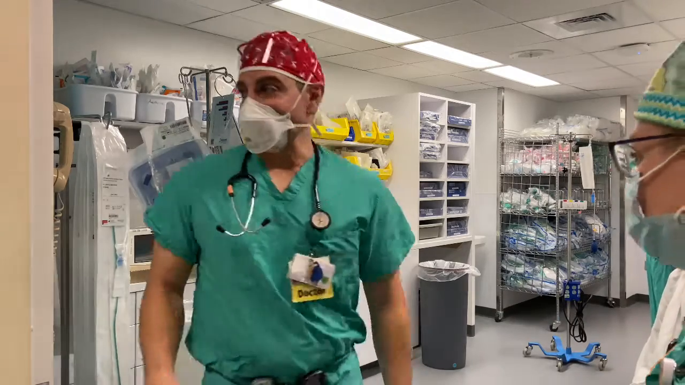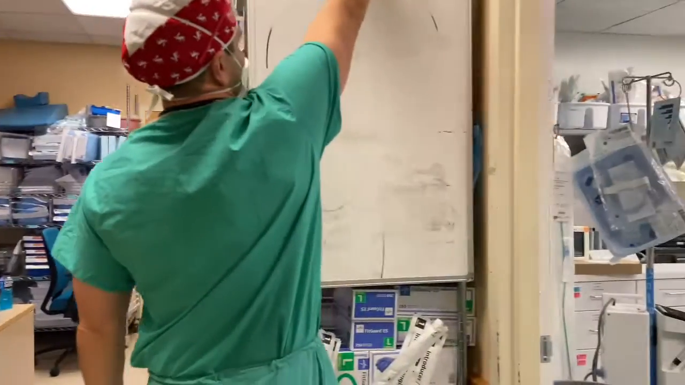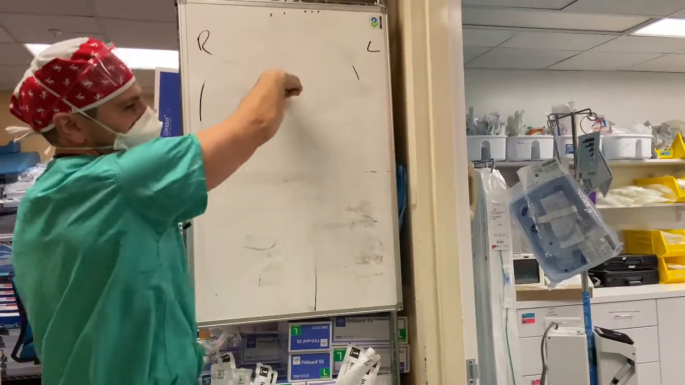LMA sits above the vocal cords. That's right. Yeah. So an LMA, we don't have it up here anymore. An LMA would sit above the cords. The tube goes down into the airway.